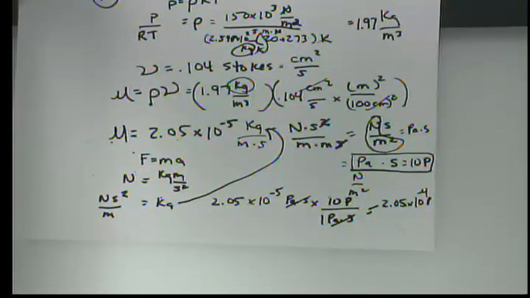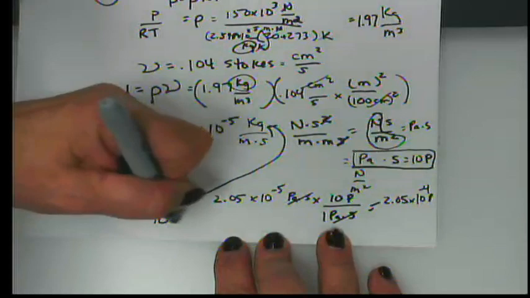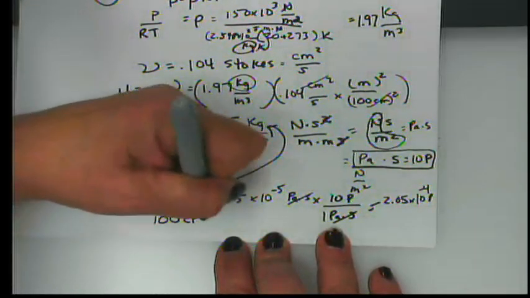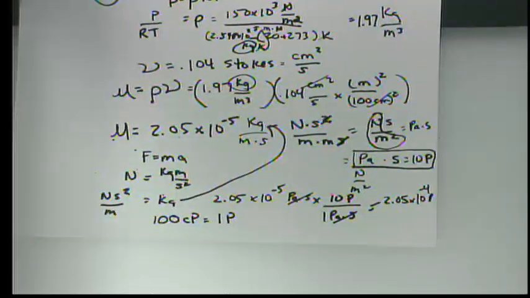It's also huge, and just like stokes are generally not used, we usually report kinematic viscosity in centistokes. We usually report dynamic viscosity in centipoises. So 100 centipoises equals 1 poise. All right?